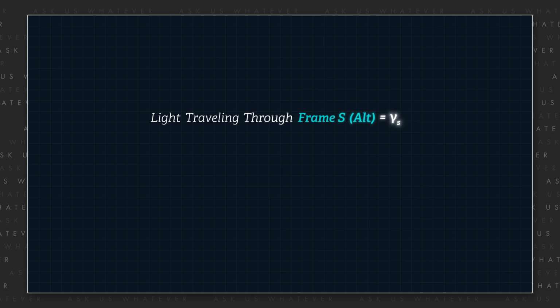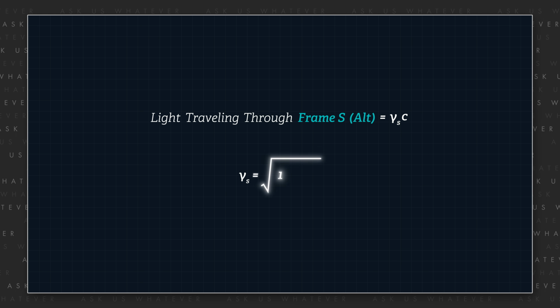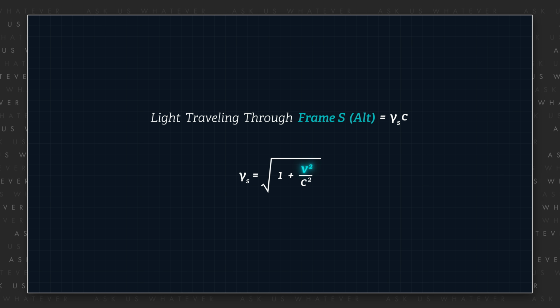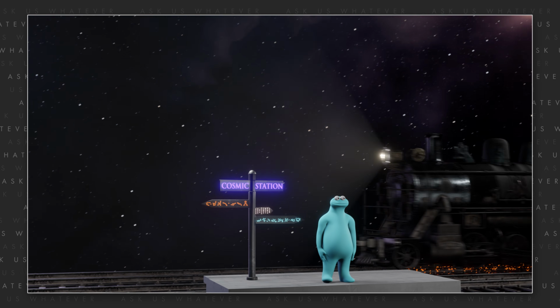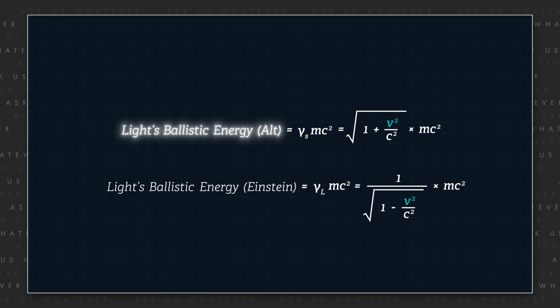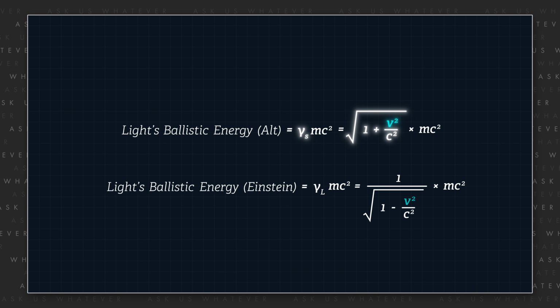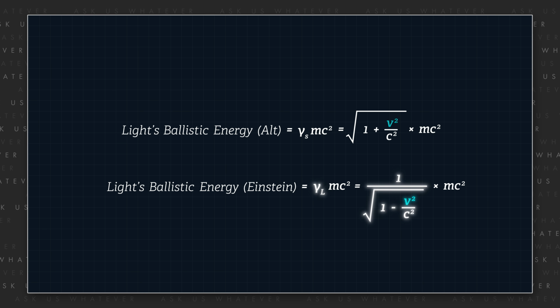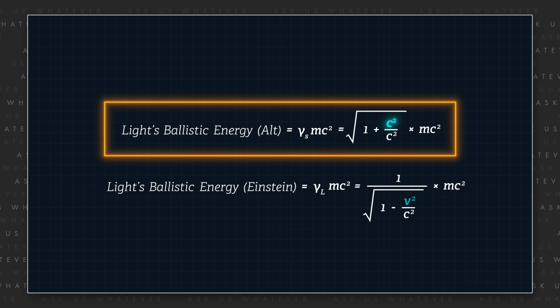Now, I'm not saying that I have the real answer because it's obviously complicated, but I am saying that I have something for you to think about. As you know, the alternative model has light traveling through frame S at gamma s times c, where gamma s is the square root of 1 plus v squared over c squared, where v is the speed of the source relative to the universal stationary frame, which we jokingly call the cosmic train station. And if a component of energy were to be equal to gamma s times mc squared instead of the Lorentz gamma factor times mc squared, then light coming from an emitter traveling at or close to speed c does not have a prohibitively infinite energy.